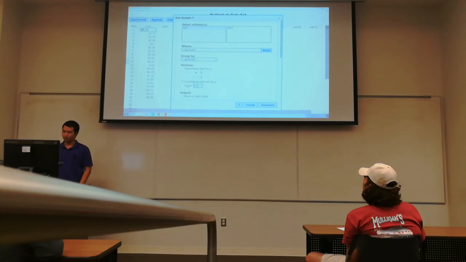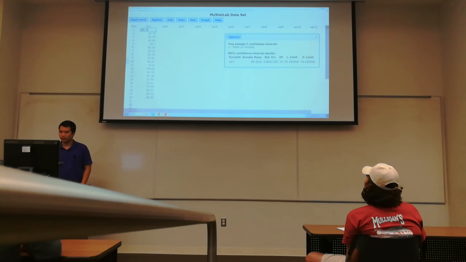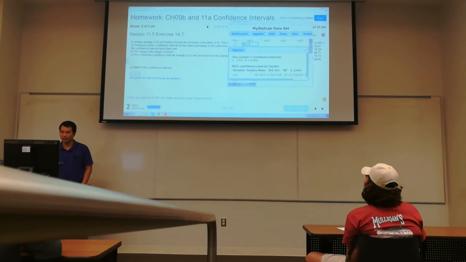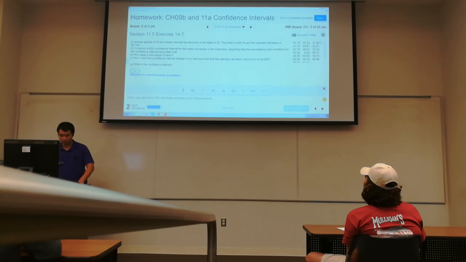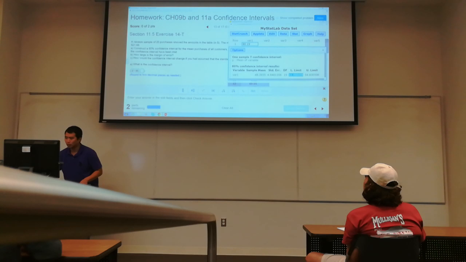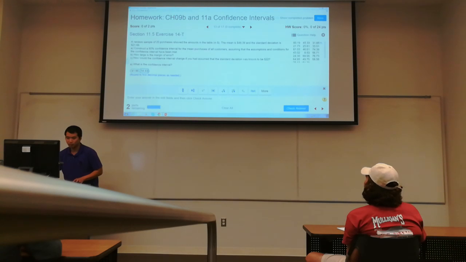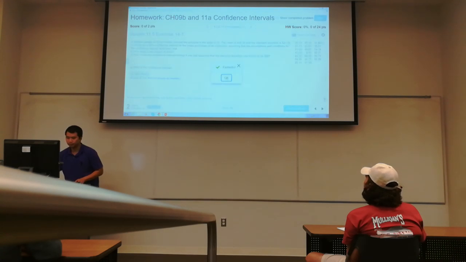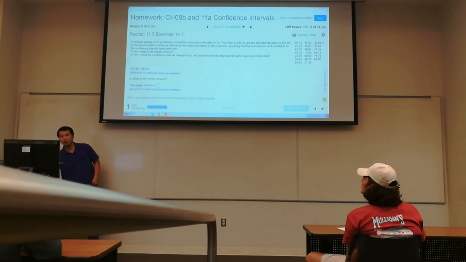I think that's all we need to do here. So we click compute. So we got the lower limit and upper limit. Those are the two numbers that we need. Come to decimal places. Let me just copy and paste. And be careful about the number of decimal places. Two decimal places, that will be six. And the upper limit. We got the lower limit and upper limit.